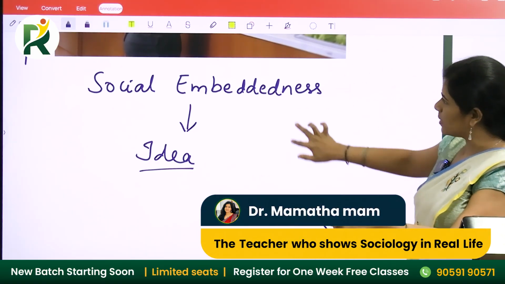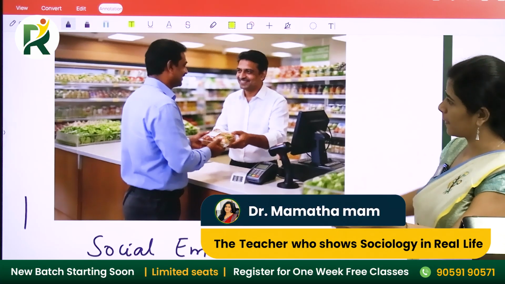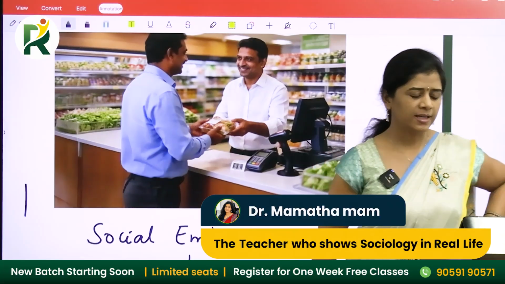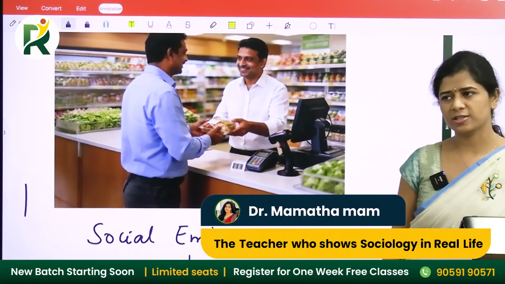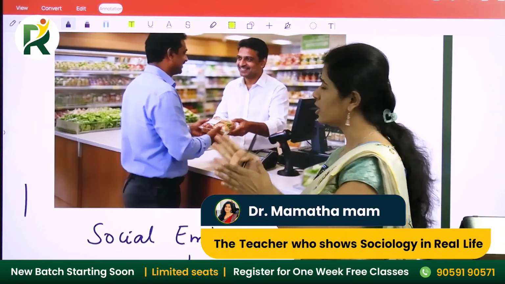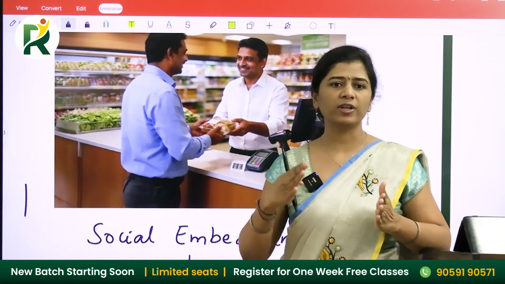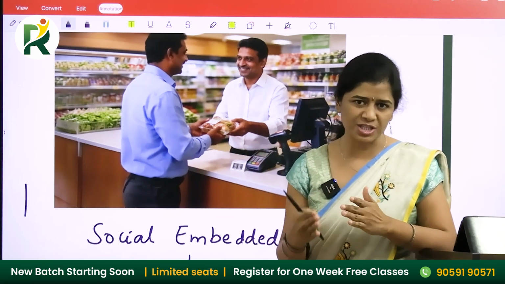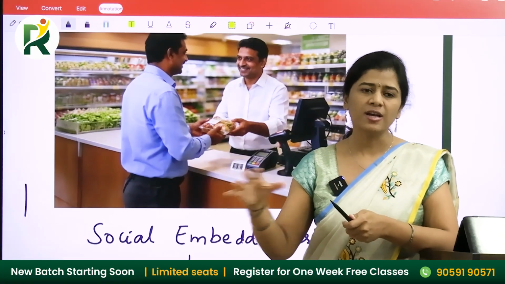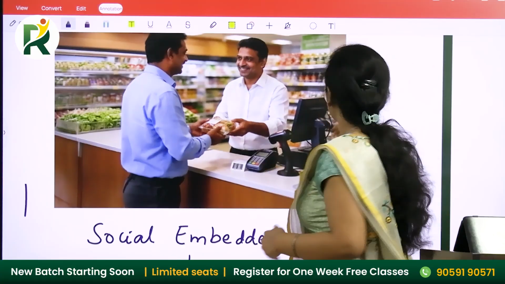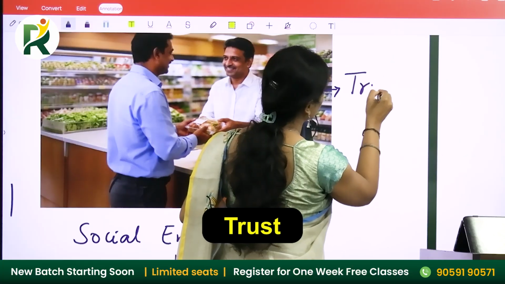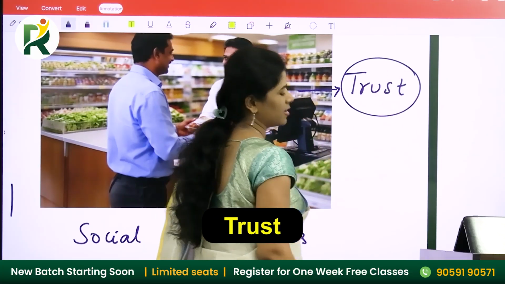And why did I show you this image? Can anybody tell me? Think and let me know, why am I showing this image? I have brought this image because when you have social interaction, social networks and social relationships, I have used three terms: social interaction, social network and social relationships. When you have these aspects, the individual will form trust.